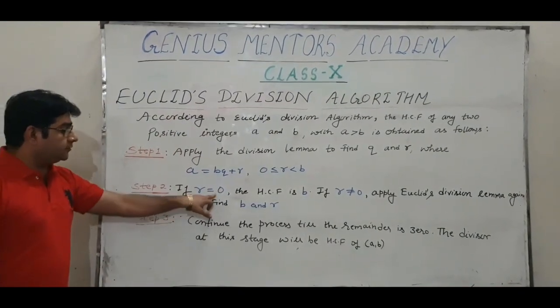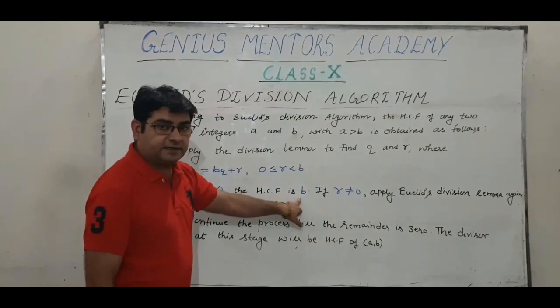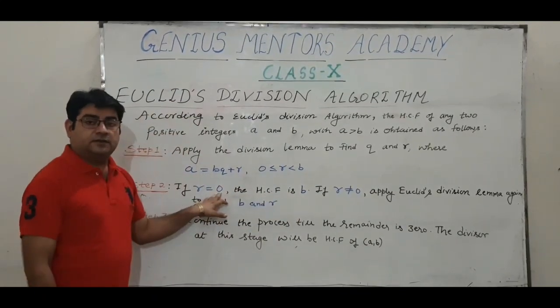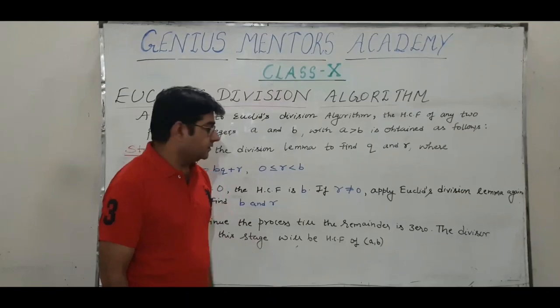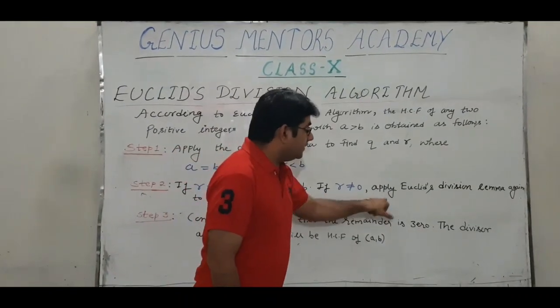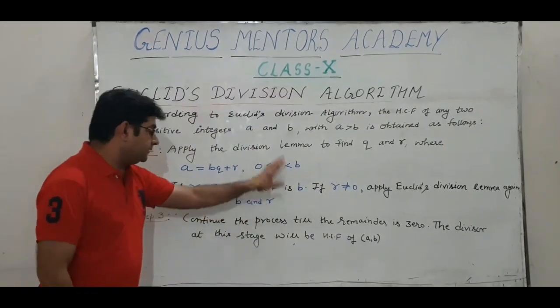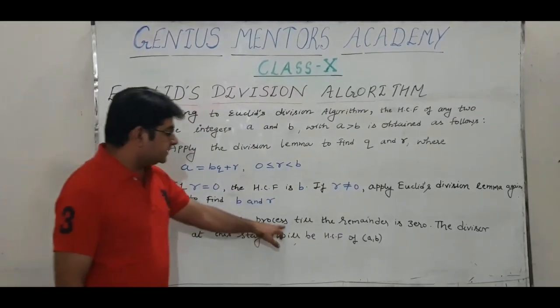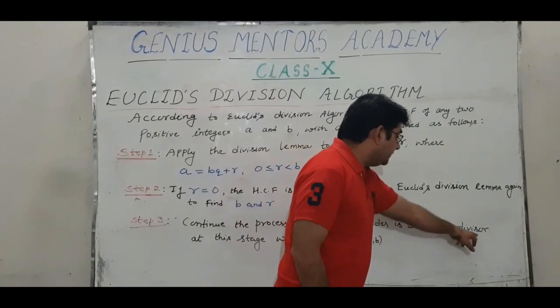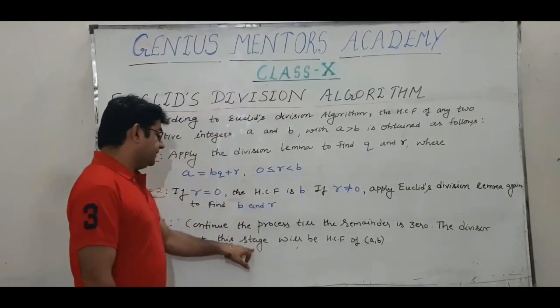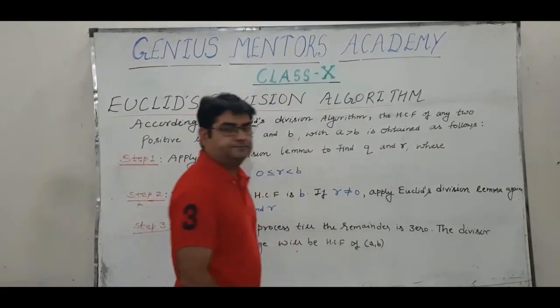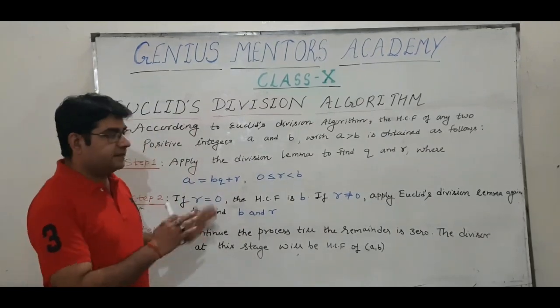Step 2, if r equals 0, the HCF is b, that is, if the remainder is 0, the divisor will be the HCF. If r is not equal to 0, apply Euclid's division lemma again to find b and r. Continue the process till the remainder is 0. The divisor at this stage will be the HCF of a and b. Now let's understand by an example.